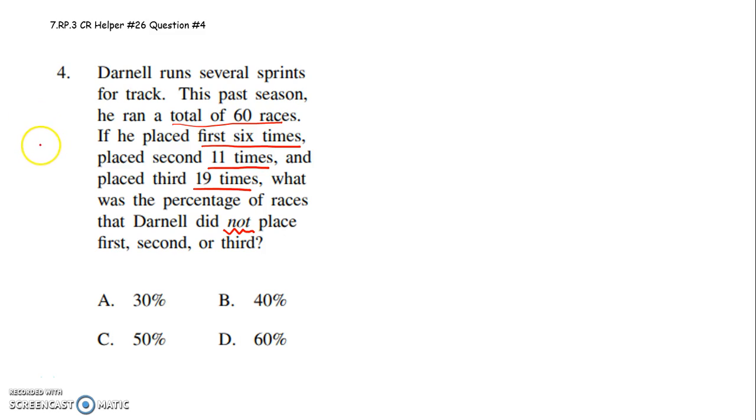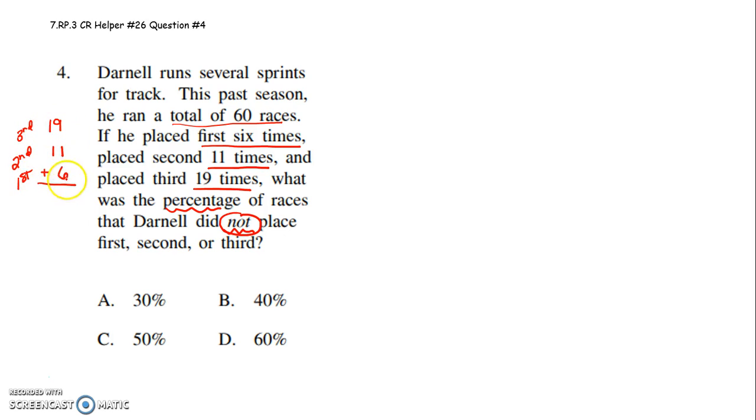Okay, so first of all, I have to see if we add up third place finishes, second place finishes, first place finishes. So he finished third 19 times, second 11 times, and first 6 times. If I add those all up, I'll get the number of races he was first, second, or third. We have to figure out how many races he did not place first, second, or third before we can move on to percentages.